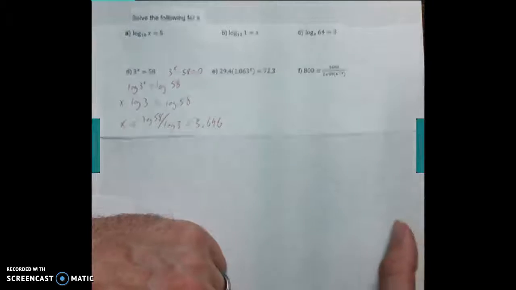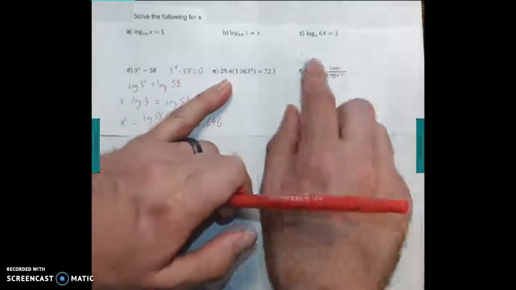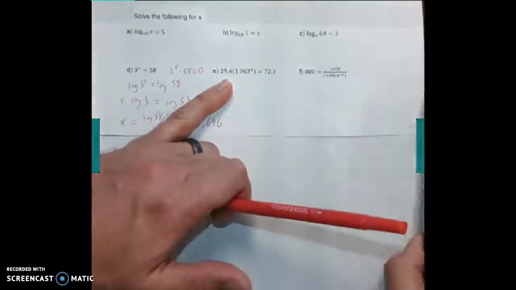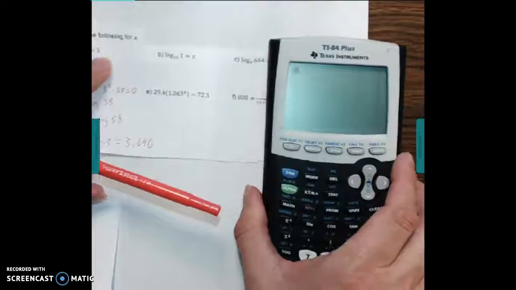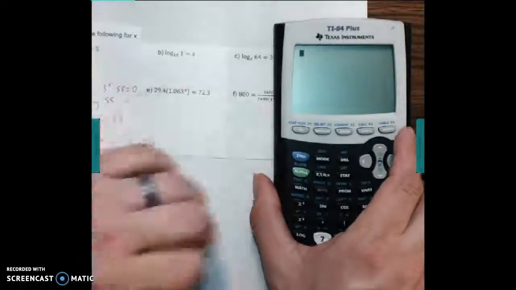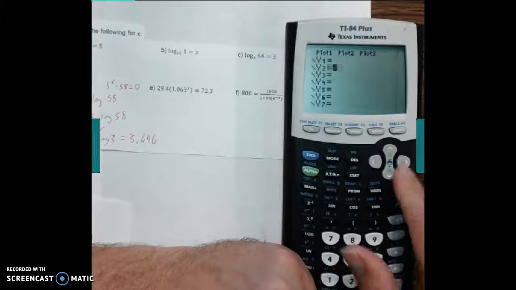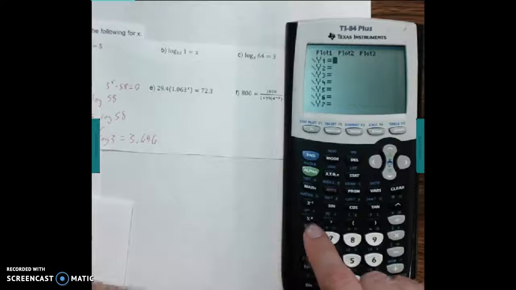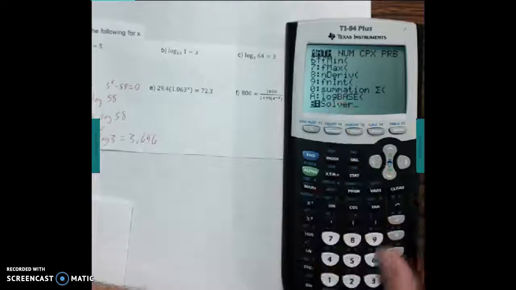Let's try a logarithm. So I'm looking at this one that looks kind of nasty. Log base x of 64 equals 3. What's that base going to be? What's the value of x? So let's try the graphing method on this one. To do logs of different bases, don't hit the log button here. Instead, go to Math and go to A, log base.